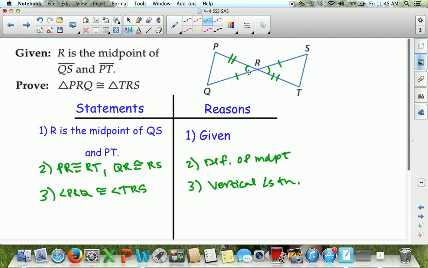So now we've set a side, an angle, and a side, so we can end on side, angle, side. So we can say triangle PRQ is congruent to triangle TRS because of side, angle, side. Only use side, angle, side and side, side, side in the very last step when you're stating the two triangles are congruent.